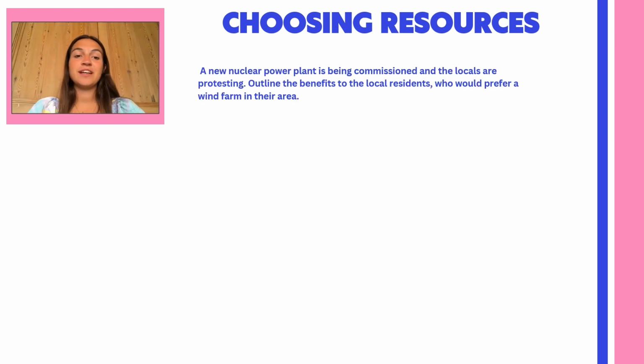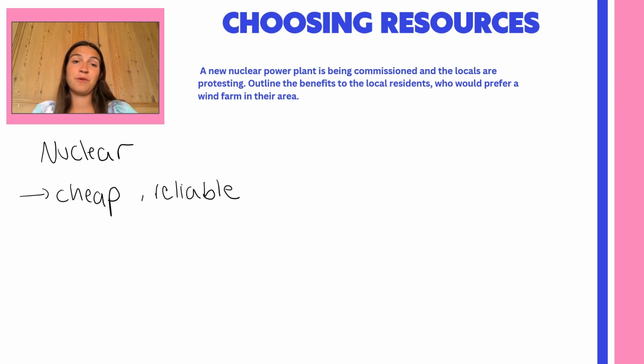Okay, the next question is: a new nuclear power plant is being commissioned and the locals are protesting. Outline the benefits to the local residents who would prefer a wind farm in their area rather than a nuclear power plant. Okay, so for nuclear, our two main benefits really are that when it's up and running, the power is relatively cheap and it is extremely reliable.